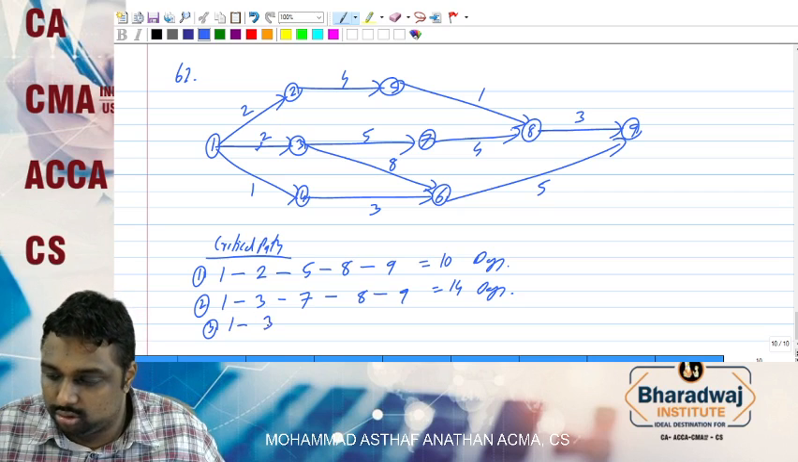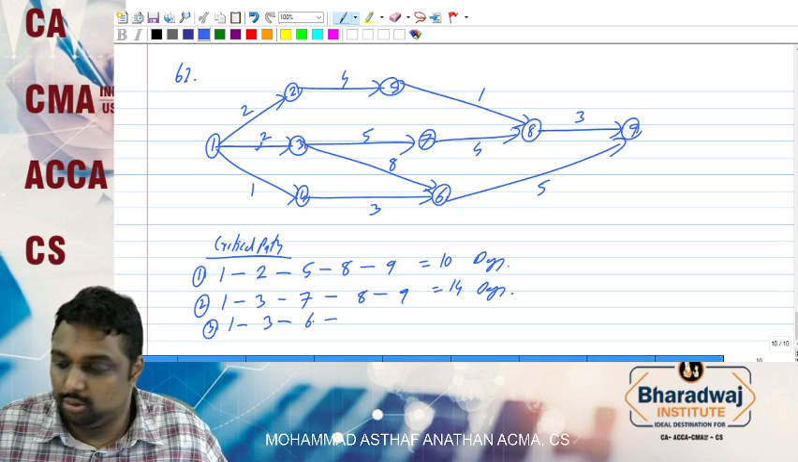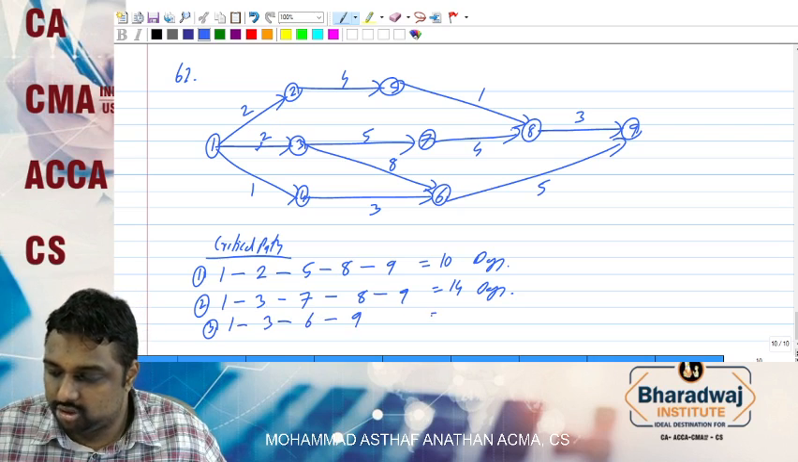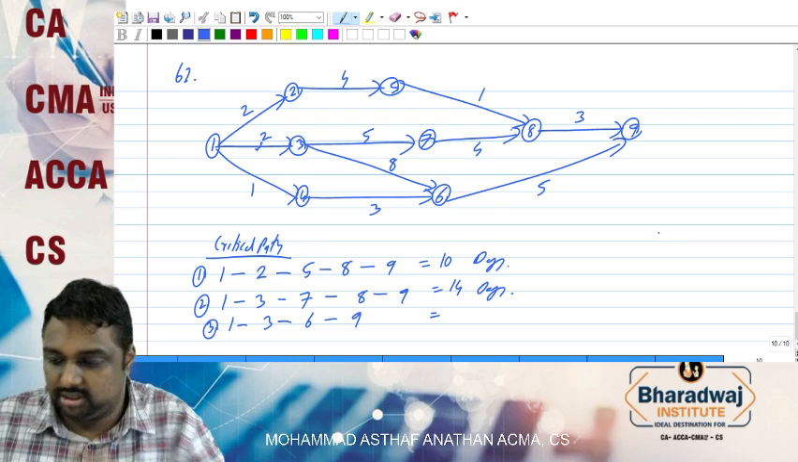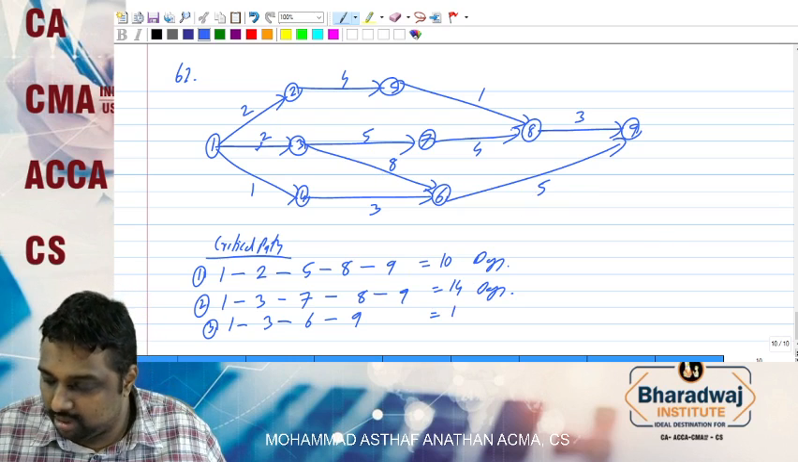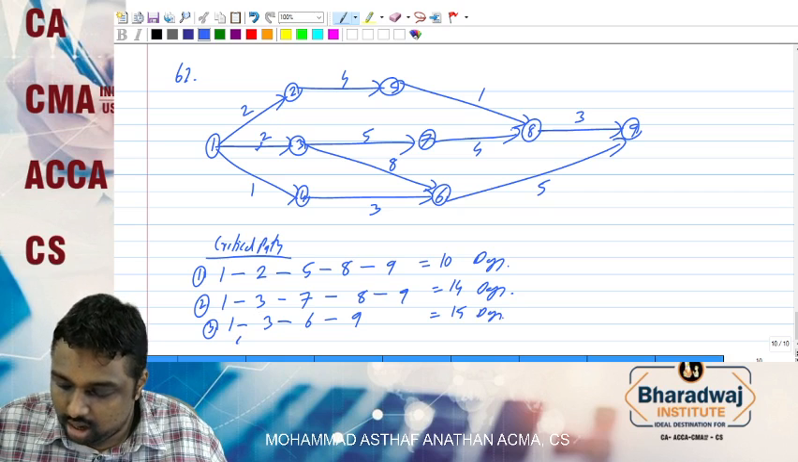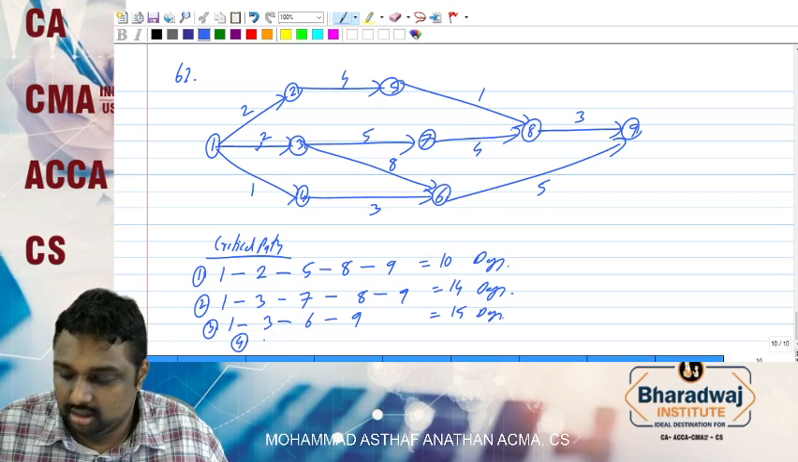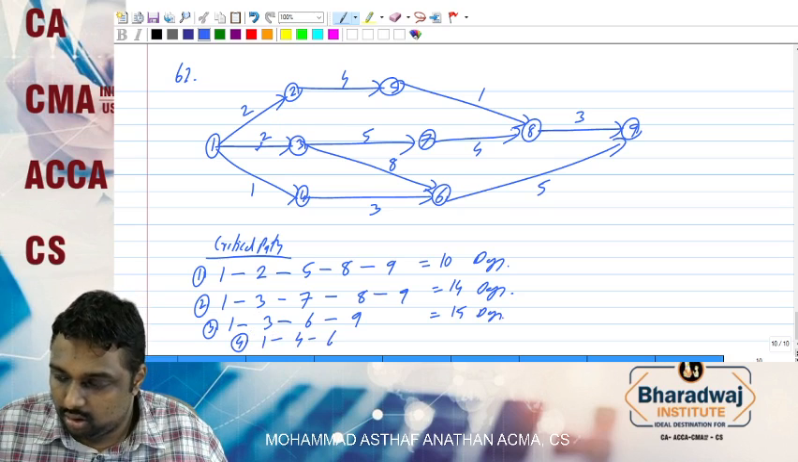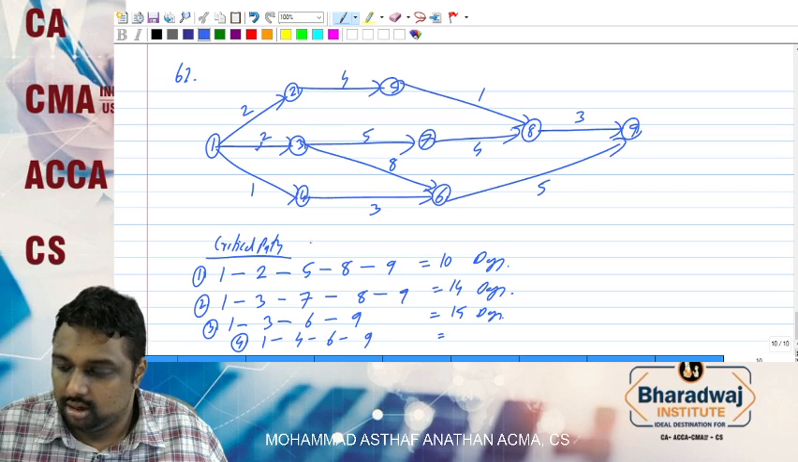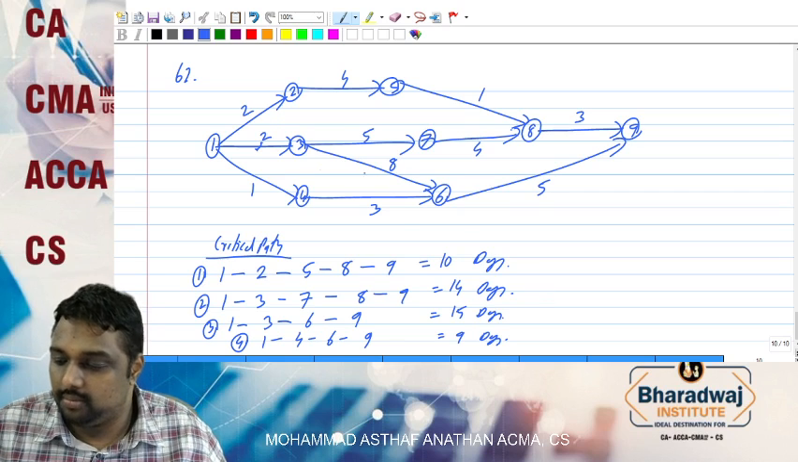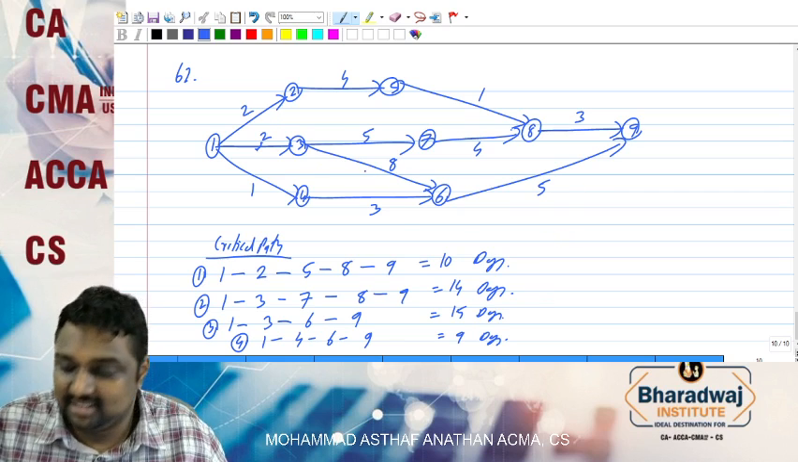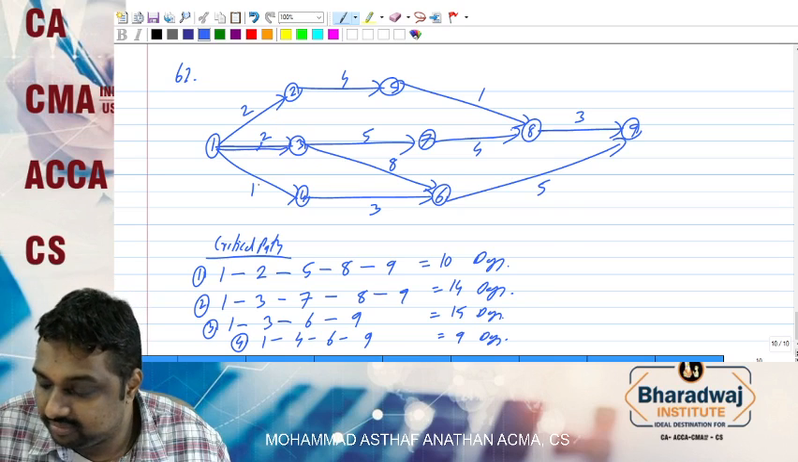Next will be 1 to 3, 3 to 6, 6 to 9. So 1 to 3, 3 to 6. Yes, 2 plus 8, 10. 10 plus 5, 15 days. Last but not the least, 1 to 4, 4 to 6, 6 to 9. So 1 plus 4, 5, 4 plus 5, 9 days. So the highest one, 15 days, we have to double underline.